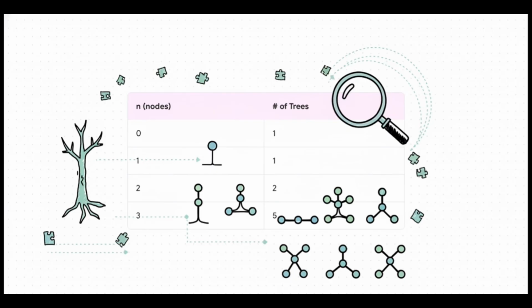So let's get organized and just lay out what we know. For 1 node, we found 1 tree. For 2 nodes, 2 trees. For 3 nodes, we found 5. And I've added a really important one here. For 0 nodes, there is exactly one way to do that. It's just an empty tree. Now, that might sound a little weird, a little philosophical, but trust me, accepting that an empty tree is one way is the secret key to making our pattern work.